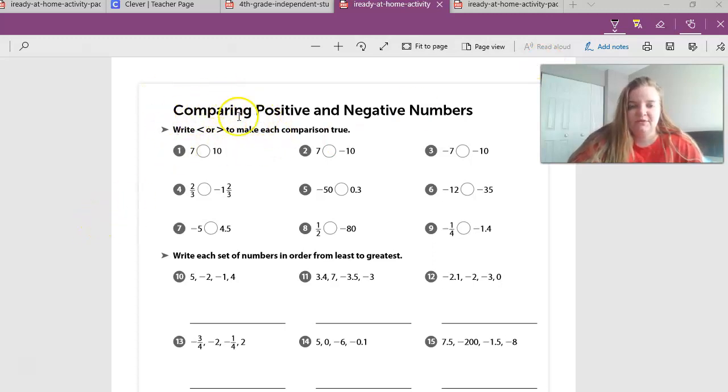Part 2 of April 21st work, comparing positive and negative numbers on page 20 in your iWriting math packet. We're going to use the less than or greater than signs to make each one of these comparisons true, from 1 to 9.